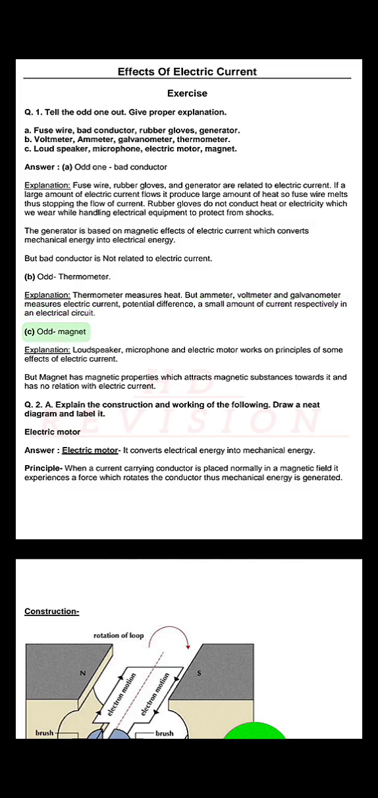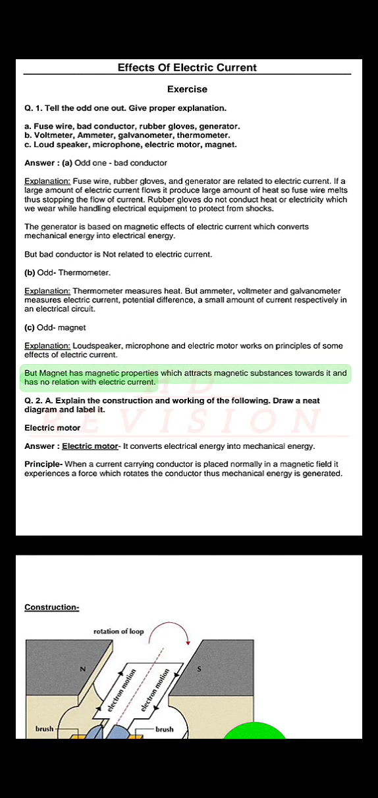C. Odd one: magnet. Explanation. Loudspeaker, microphone and electric motor work on principles of some effects of electric current. But a magnet has magnetic properties which attract magnetic substances towards it and has no relation with electric current.